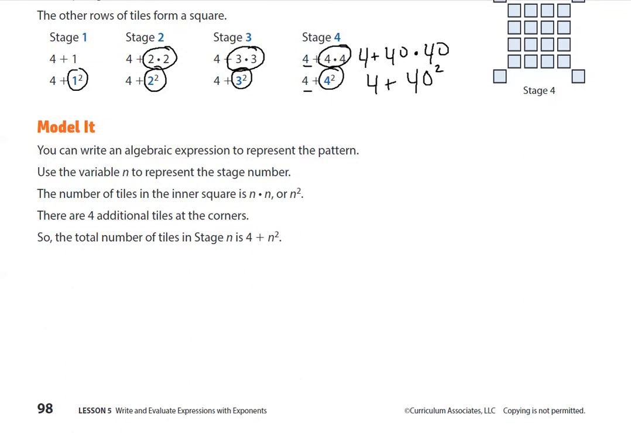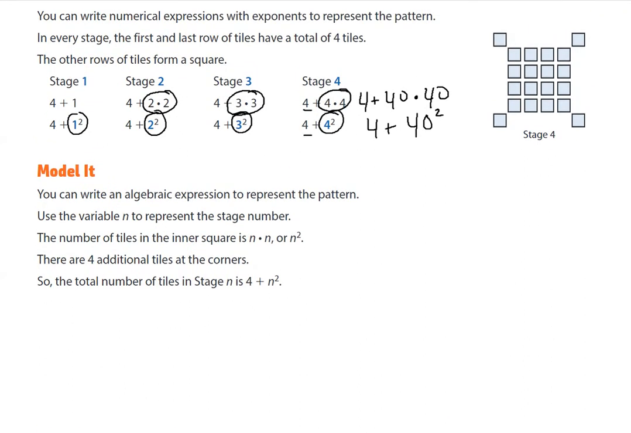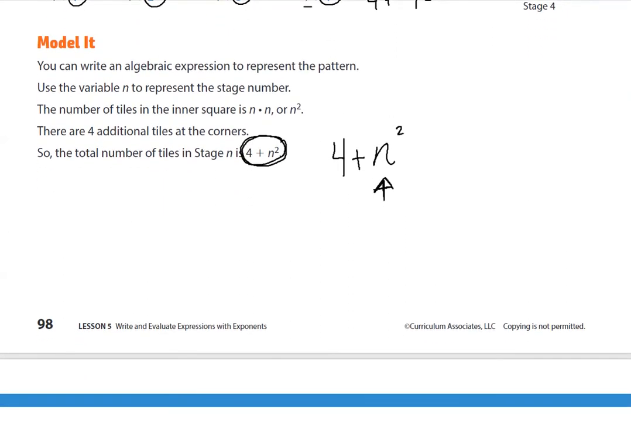In the second model, now they've taken all of these different versions and they looked at what they have in common here, and they made it into an equation. So instead of doing 4 plus 3 squared, 4 plus 4 squared, they put 4 plus whatever stage you're on squared. So they've made it an equation where you can just plug in whatever stage you're on and then do the math. So just turn that into an expression there, an algebraic expression.